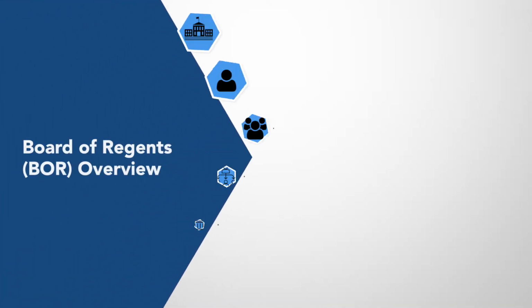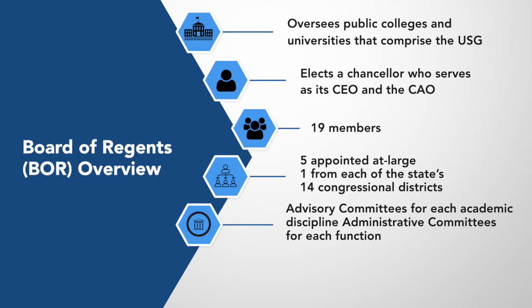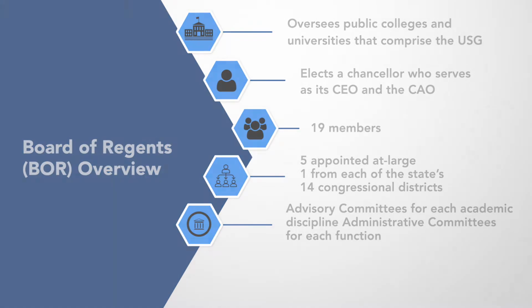The Board of Regents of the University System of Georgia was created in 1931. The Board of Regents, or BOR, oversees the public colleges and universities that comprise the University System of Georgia. Today, the Board of Regents is composed of 19 members, 5 of whom are appointed from the state at large, and 1 from each of the state's 14 congressional districts. The board elects a chancellor who serves as its chief executive officer and the chief administrative officer of the university system. The board has advisory committees for each academic discipline and administrative function.